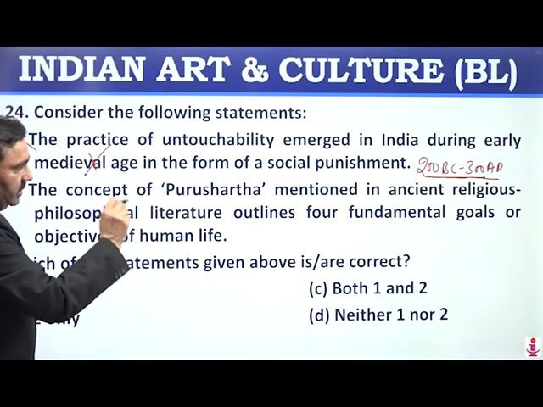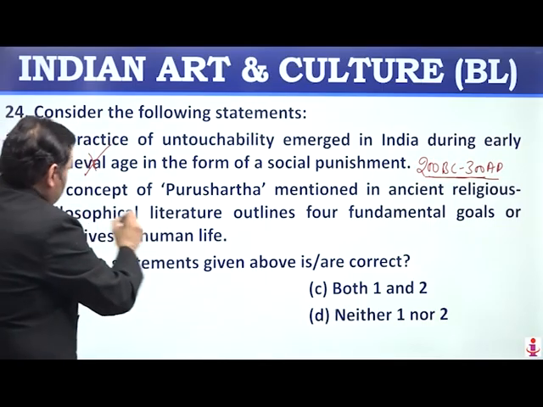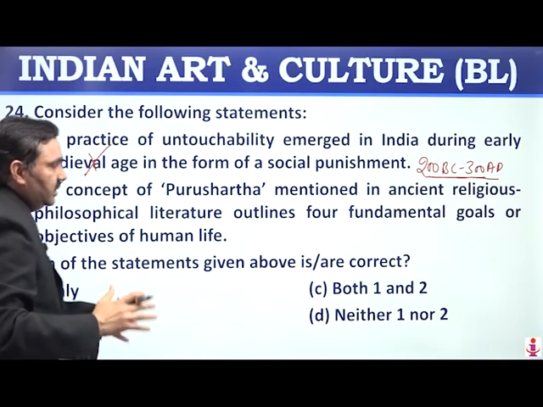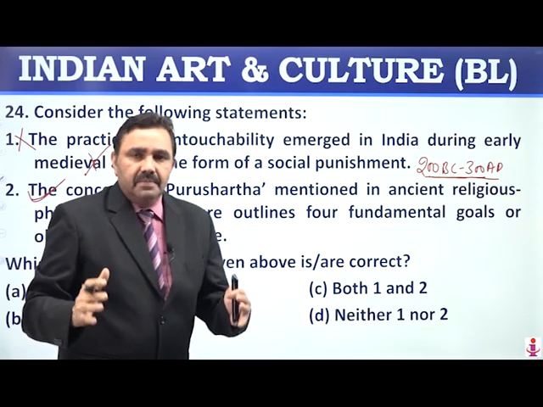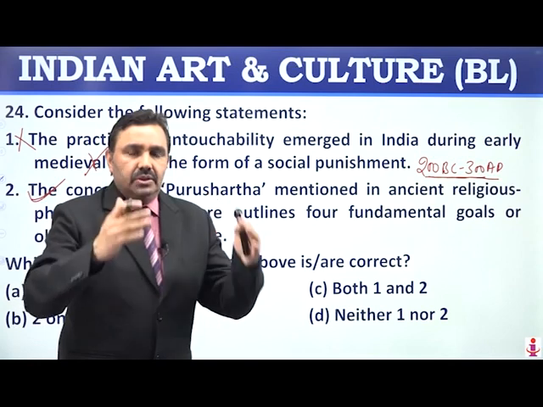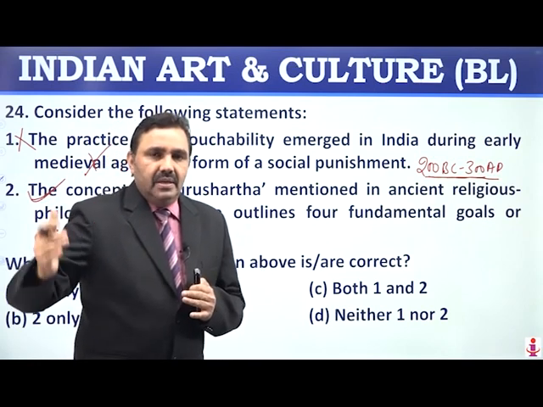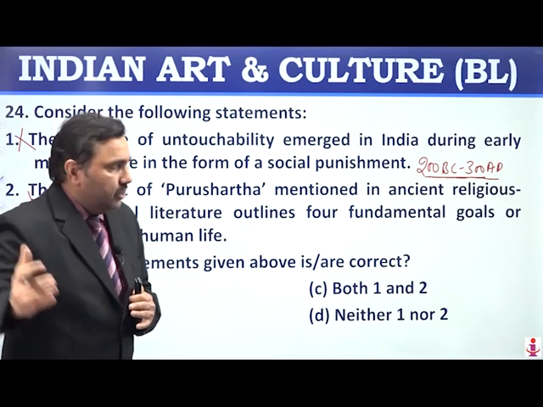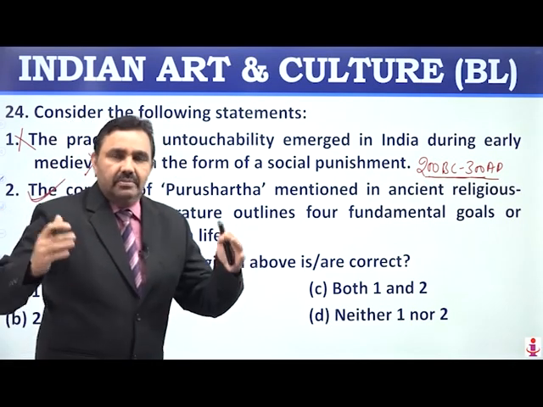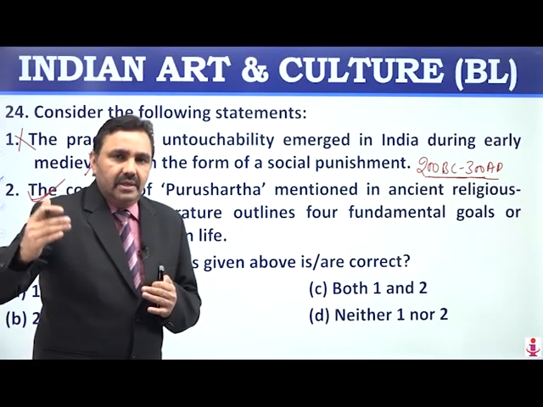The concept of Purushartha mentioned in ancient religious philosophical literature outlines 4 fundamental objectives. This is correct. Purushartha means dharma, artha, kama, and moksha. So these are the 4 fundamental objectives of life. Dharma, doing good; kama, maintaining your household life; artha, earning your needs; and moksha means liberation from the cycle of birth and death, the soul getting merged with Brahm. That is the ultimate goal of life.